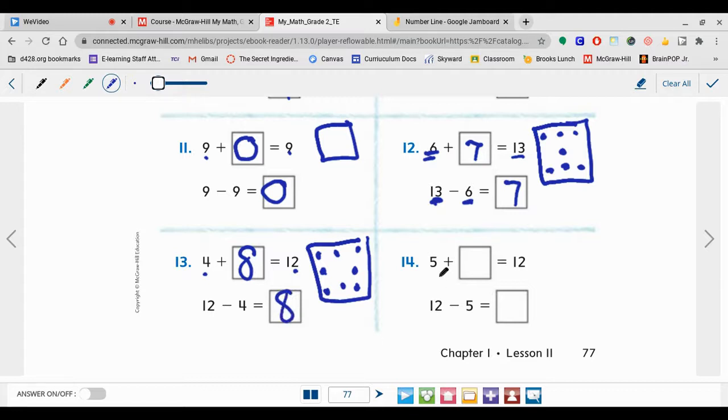Last one, number 14, I've got 5 plus something equals 12. So I'm going to start with 5, and I will stop when I hit 12. So I've got 6, 7, 8, 9, 10, 11, 12. How many was that all together? Well, we had 1, 2, 3, 4, 5, 6, 7. So 5 plus 7 equals 12. And on the flip side, 12 minus 5 equals 7.